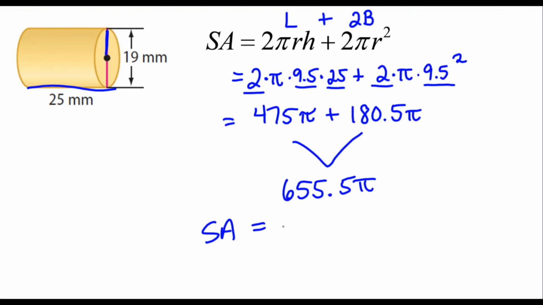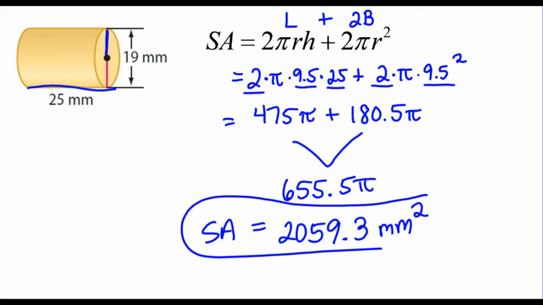Now I can do my calculation with pi and then round that to the nearest tenth. That gives me a total surface area of 2,059.3 square millimeters. Again, we're talking about area here. Make sure you're labeling things with squared and not cubed like we did with volume. And that is surface area of cylinders.